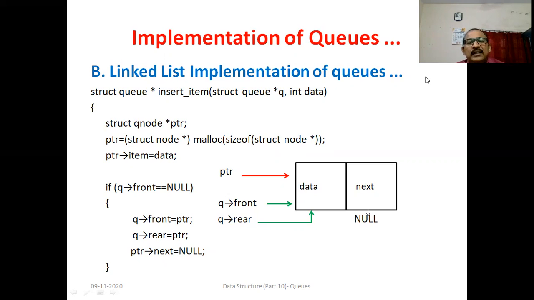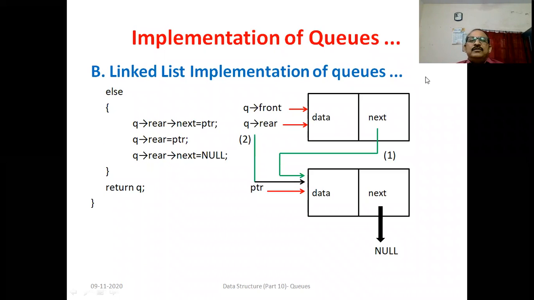Okay, and next statement, PTR next is equal to null. If this is not the case, it means the linked list has at least one element. In that case, queue front and queue rear will not be equal to null. Okay, they point to some nodes of the queue. If this is the case, what will we do?